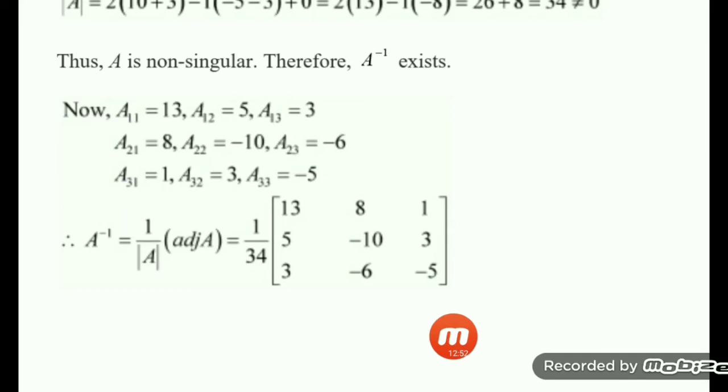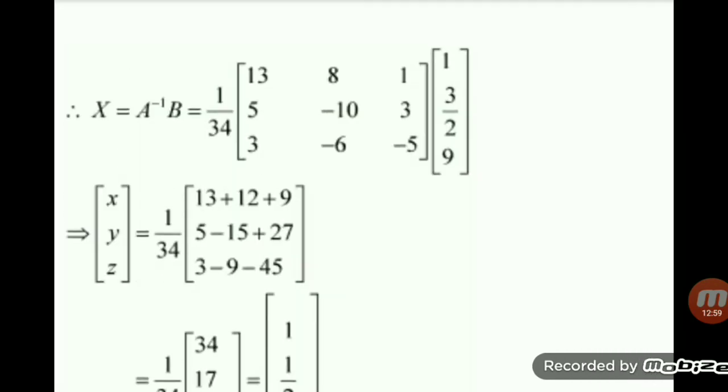After getting A inverse, our aim is to get the value of x. X is given by A inverse of B. So let us calculate what x is. X is A inverse of B. A inverse value is 1 by 34, and this is done. Put the value of B. Don't multiply by 1 by 34 now. After all this matrix multiplication, when you want to write down the answer step, the comparison step, only then you multiply it by 1 by 34.